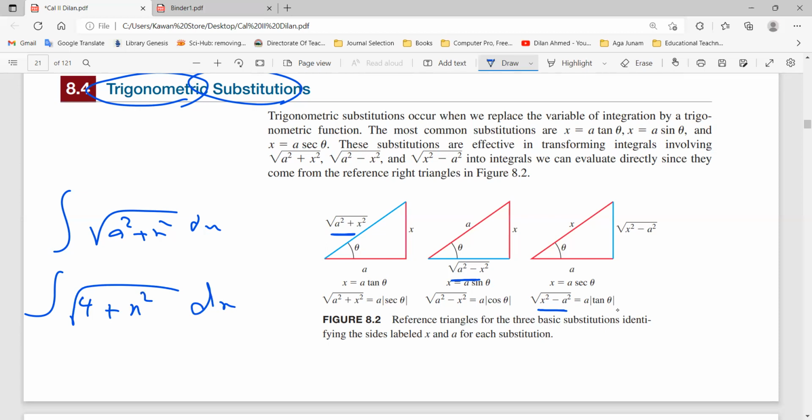We cannot eliminate, we cannot do anything with it. As x is not sine, we cannot eliminate the square root. So how do we do it, what is the method that I'm going to use?